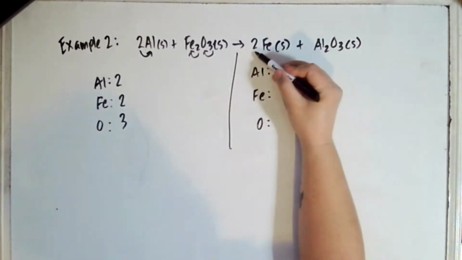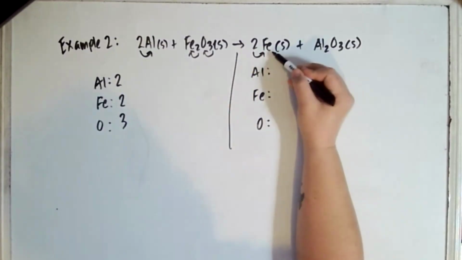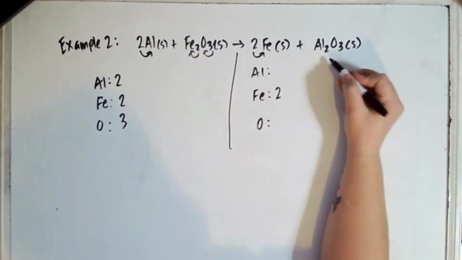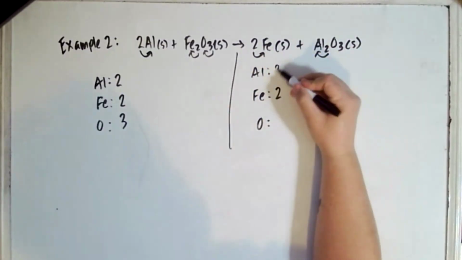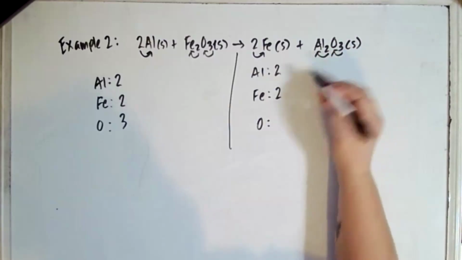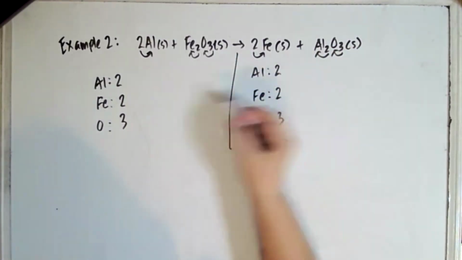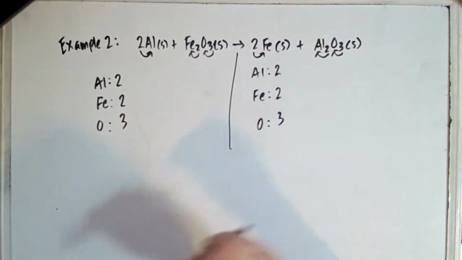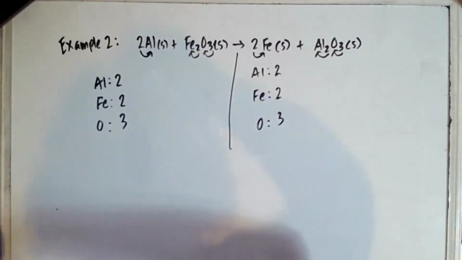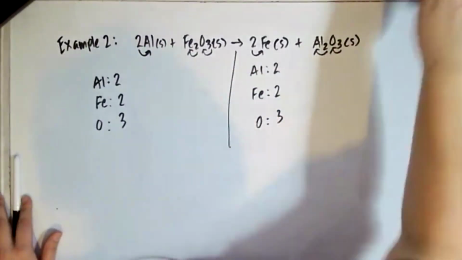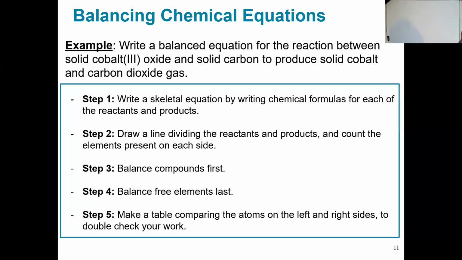On my product side, my coefficient tells me I've got two irons. My subscript tells me I have two aluminums, and my subscript tells me I have three oxygens. Okay, and I can see that these numbers are balanced out. So that's how we're going to count the atoms that are in our reactions. And when we write out our chemical reactions, we're going to want to make sure that all of our atoms are balanced. So we're going to talk through the steps to use to balance our reactions.